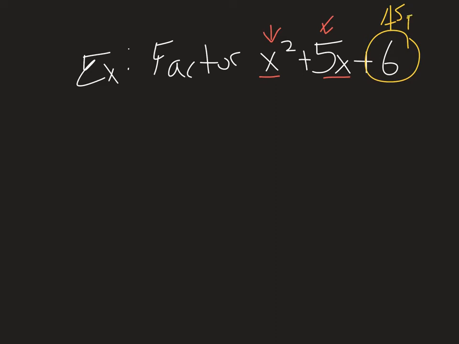We think about the factors of 6. So what two numbers multiply to make 6? Well, the first case is 6 and 1. Second case is 2 and 3. And that's all I can think of.